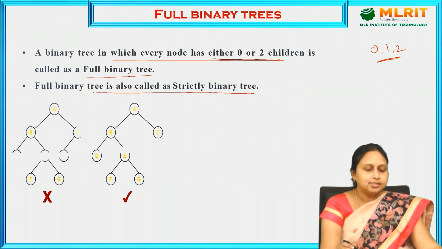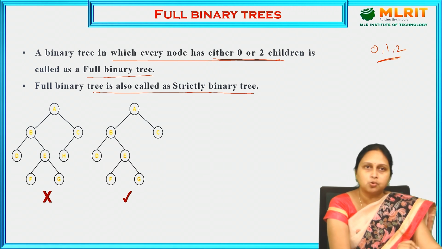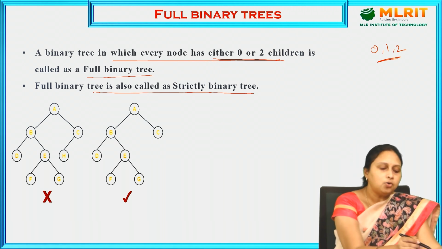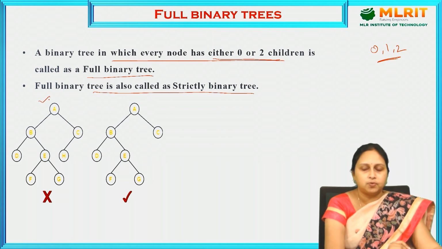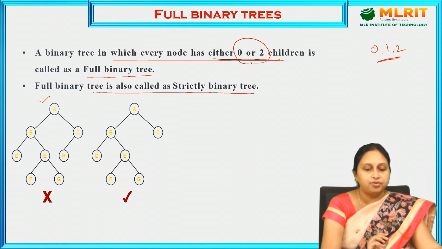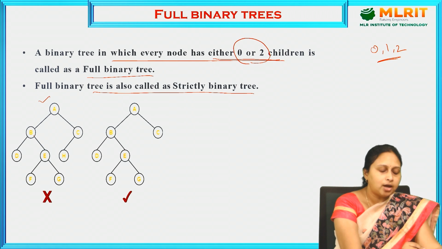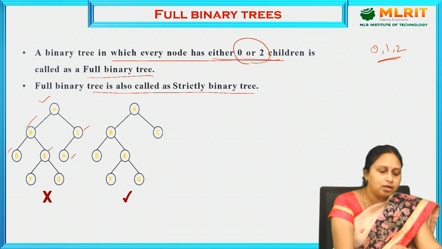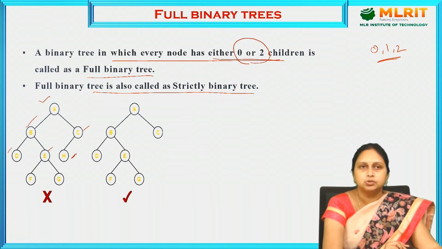Okay. Let us see here why this is called a full binary tree and why this is not a full binary tree. Now, why is this not a full binary tree? What is the condition here? The condition here is it must have 0 or 2 children. Every node has 0 or 2 children. Observe here. For A, you have 2 children. For B, you have 2 children. And for C, you have only one child. That's why it is not satisfying the property of a full binary tree.